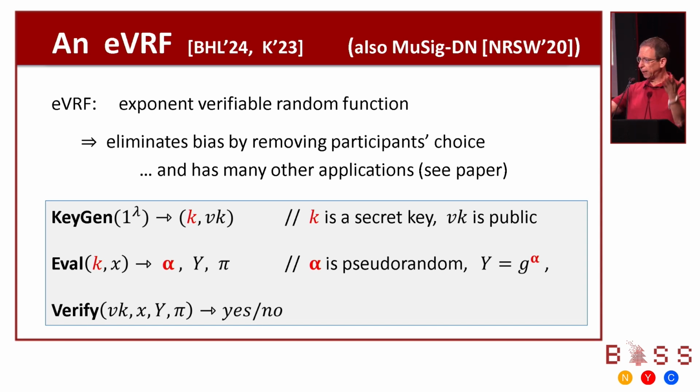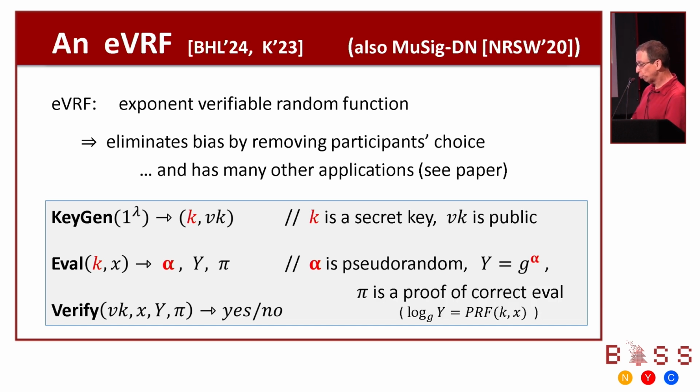What will actually become public is the value y, g to the alpha. The value alpha remains secret, known only to the participant, and the proof proves that the value y was computed correctly. In other words, if you compute the logarithm of y, you really get the pseudo-random alpha. Then there's a verification algorithm that takes x, y, and pi and accepts or rejects. You notice the verification algorithm doesn't know what alpha is. All it sees is y and pi. So that's it. That's an eVRF.